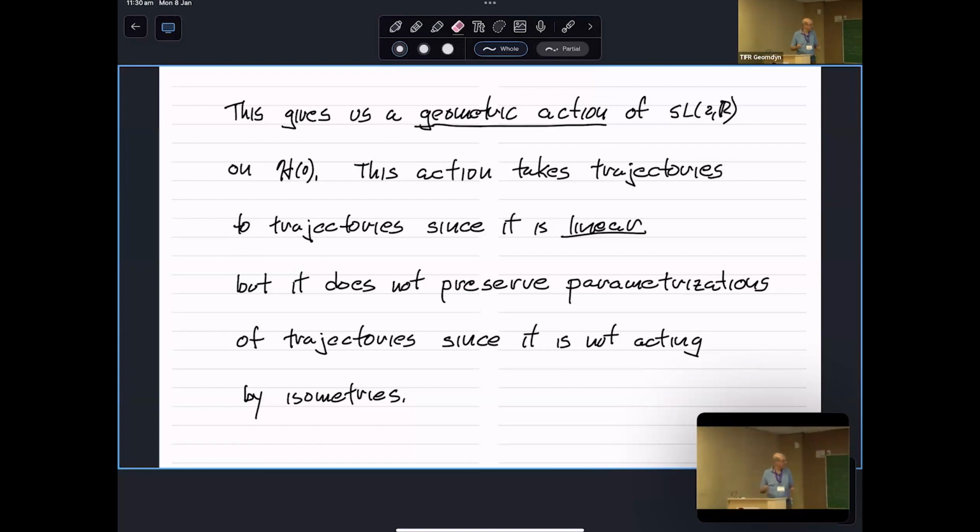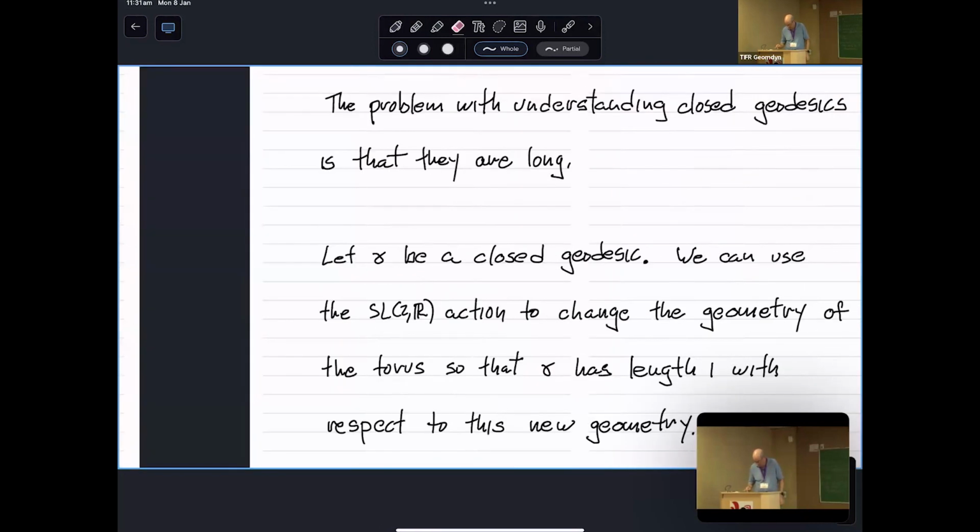Okay, so this action, because it's linear, it has the property of taking trajectories, closed geodesics, for example, to trajectories, but it's not metric preserving, it's not orthogonal, so it has the effect of changing the parameterization of trajectories. That is, it can make them longer or shorter, kind of rescaling, and there's an inherent rescaling operation going on here. So it's respecting the dynamics, but not completely preserving the dynamics, because it can be changing the time scale.